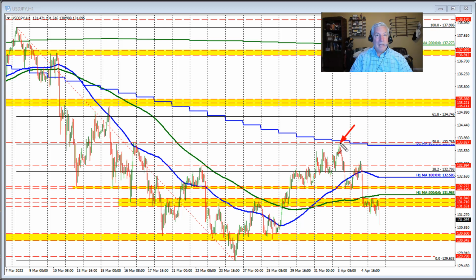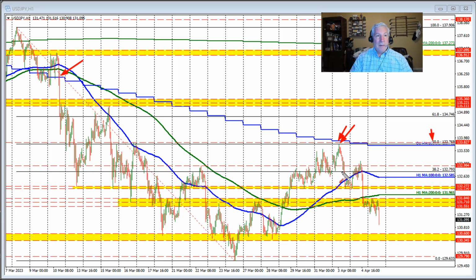That high came up to a key level here, defined by the 50% retracement at 133.769, and also the 100-day moving average. That's this step line coming down through here. The price has not been above that level since this day right here. We're going back to March 10th.